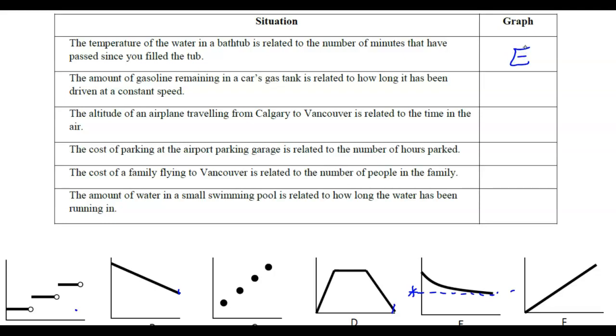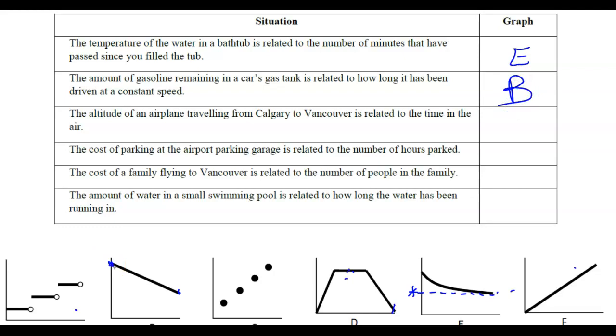The amount of gasoline remaining in a car's gas tank is related to how long it's been driven at a constant speed. So the more you drive, the more the gas is being used up. The gas remaining is going to get lower, not higher, right? Because you're using up gas. So we don't want this one because that's going up. We don't want this one because it's changing. It's actually stopped, and it's never going to stop using fuel if you're driving. This one's discrete, so that doesn't make sense. It's got to be this one.